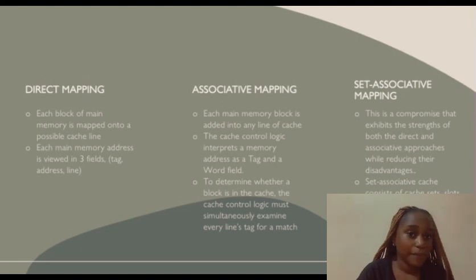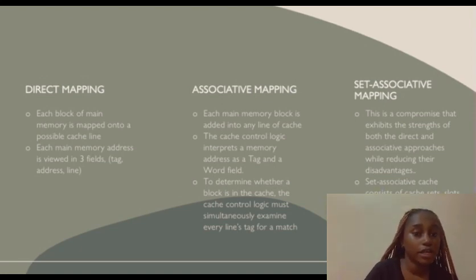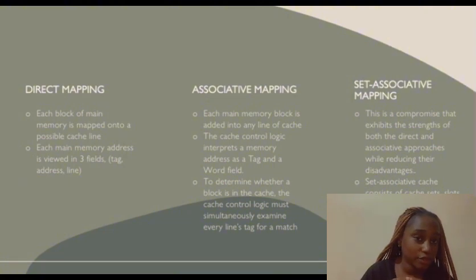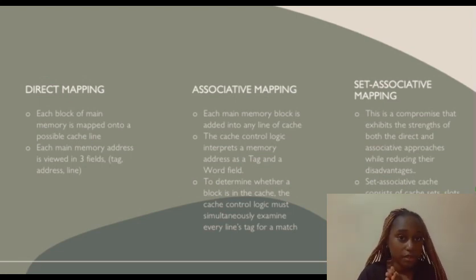In direct mapping, one main memory block is assigned to one cache line. The mapping is determined by the least significant bits of the memory address. In direct mapping, the memory address is viewed in three fields: the tag, line, and the word. Direct mapping is efficient because of its simplicity, but it results in higher miss rates when multiple main memory blocks compete for the same cache line.